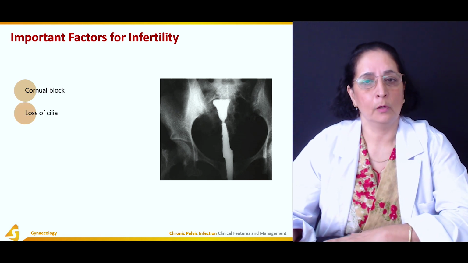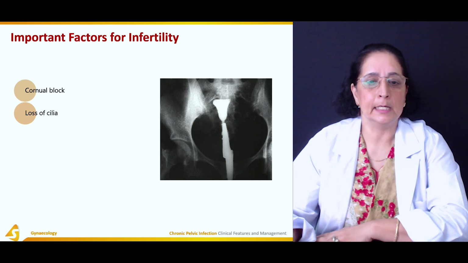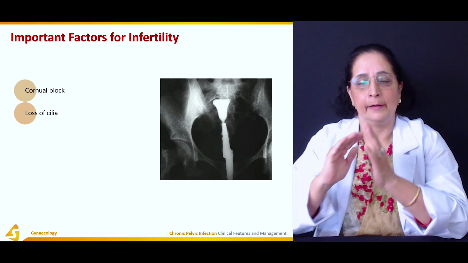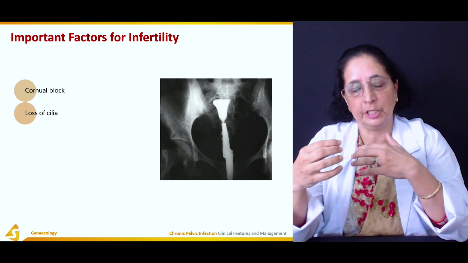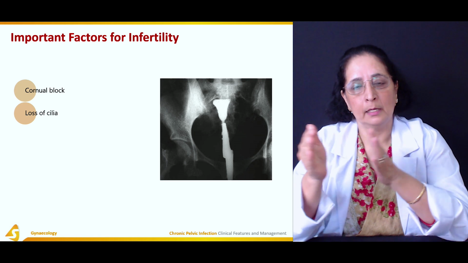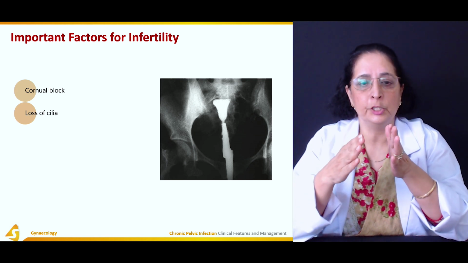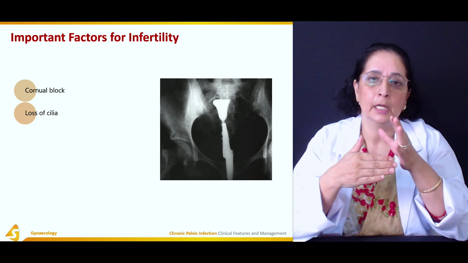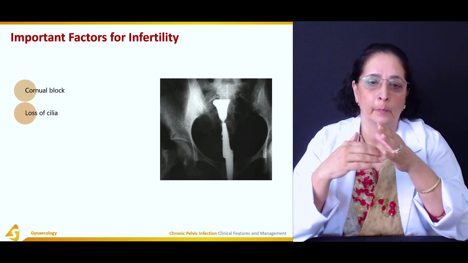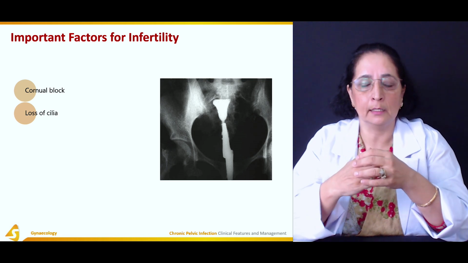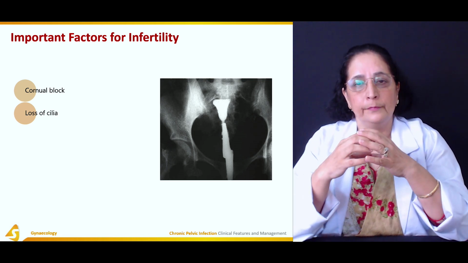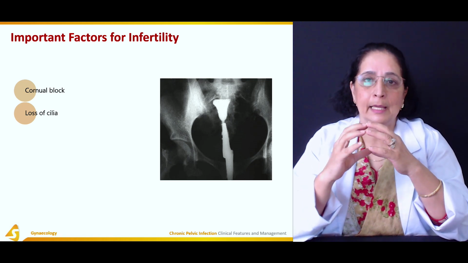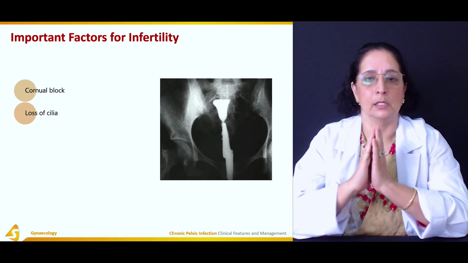Then the next common cause of infertility is loss of cilia. Cilia are hair-like projections, and due to movement of these cilia, ova move towards the uterus from the fallopian tube. When there is loss of the cilia, there is no forcing of the ovum from the fallopian tube into the uterus. So that can lead to infertility also.